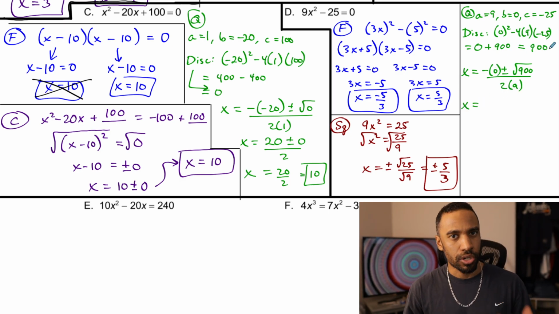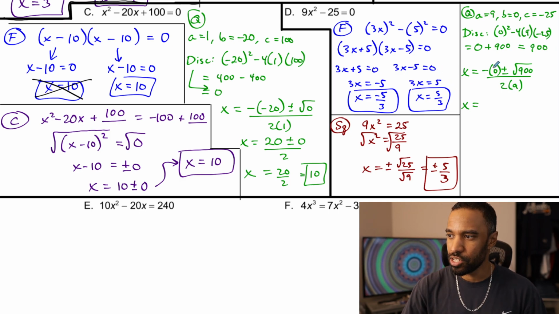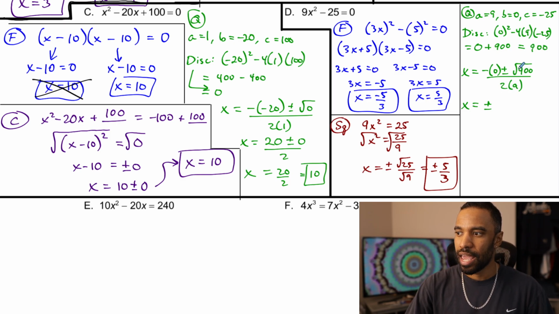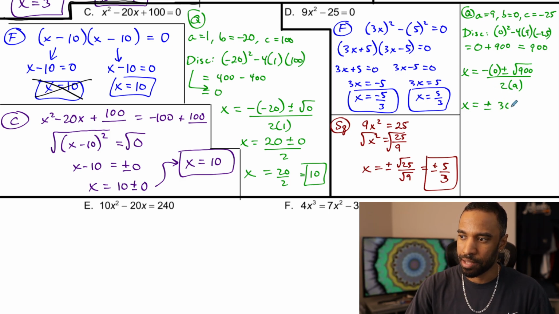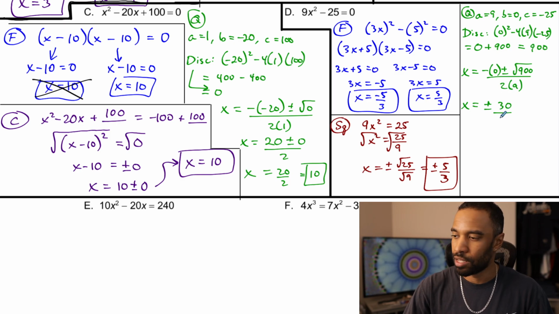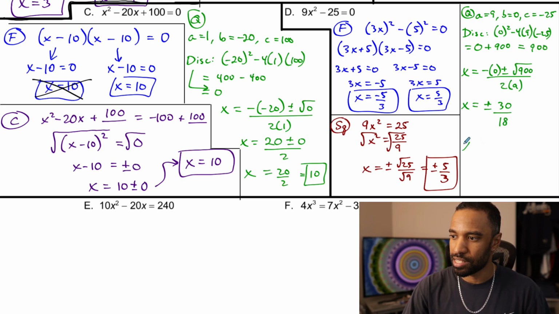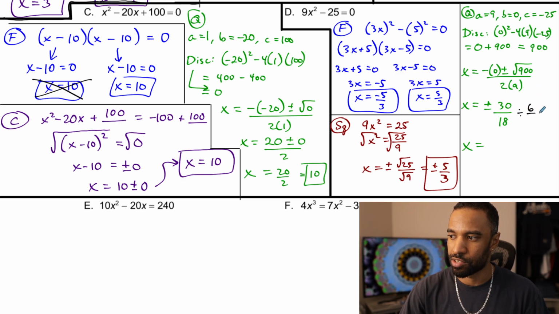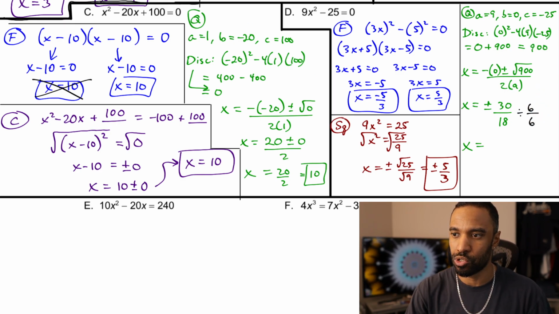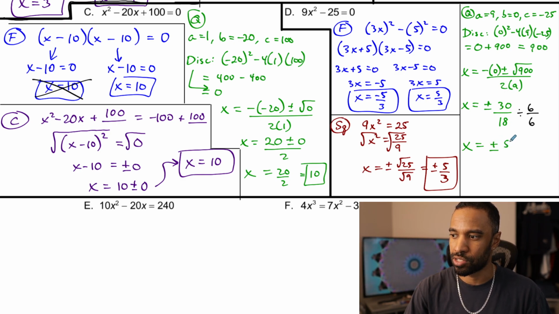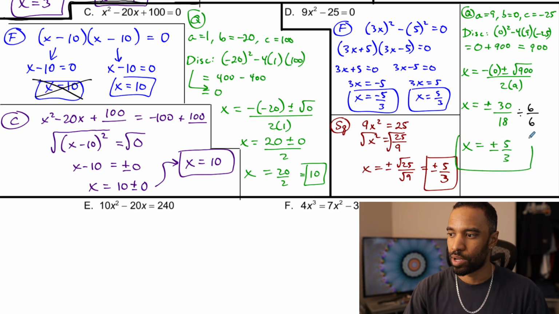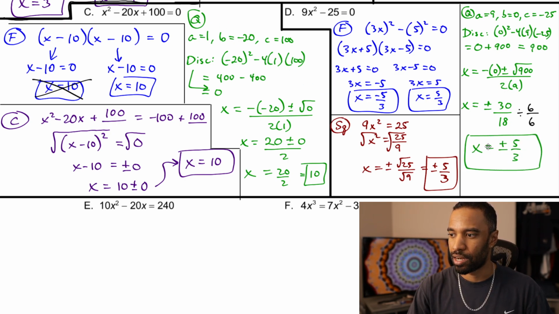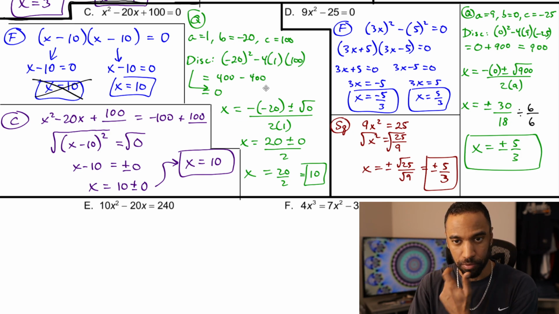Negative 0 is 0. Plus or minus something, I can just ignore the 0 portion completely. I'll just have plus or minus. So this is plus or minus, and square root of 900, like I said, is 30, and 2 times 9 is 18. So plus or minus 30 over 18, I can divide top and bottom here by 6. Divide top by 6, divide bottom by 6, and reduce my fraction to plus or minus 5/3. So I do get my answer of plus or minus 5/3 on that problem as well. And all is solved for, just like the square root version and the factoring version.